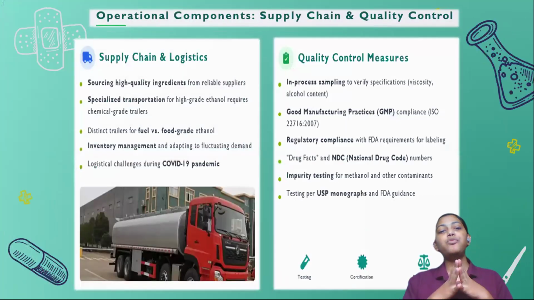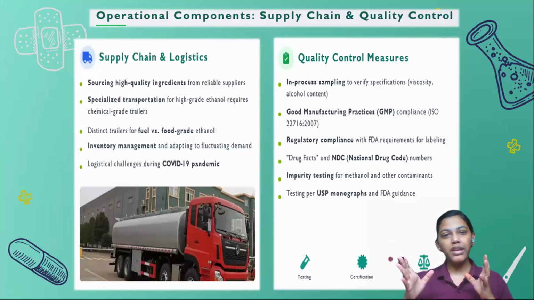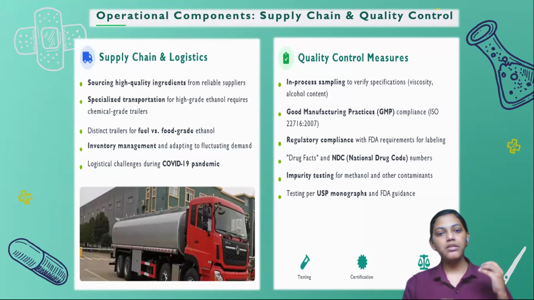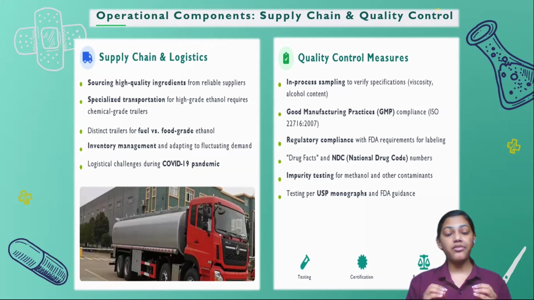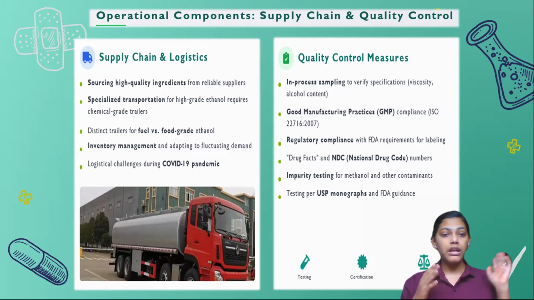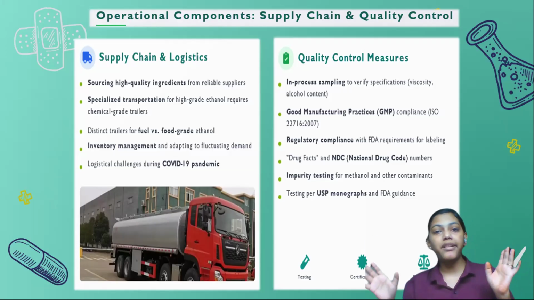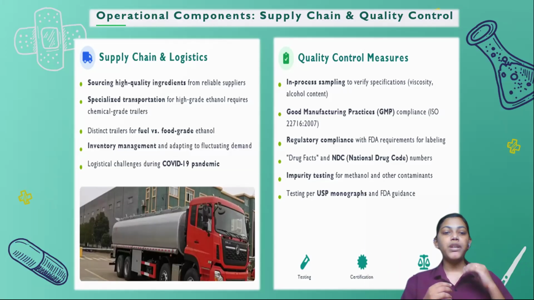Operational components, supply chain and quality control. First, we will see supply chain and logistics. Sourcing high quality ethanol from reliable suppliers helps in maintaining the quality of the hand sanitizer. Specialized transportation for high grade ethanol requires different tanks, like fuel grade tanks and food grade tanks, as shown in the image. Inventory management and adapting for fluctuating demand is also necessary. Logistical challenges during COVID-19 were huge, where people had to manage the production at home.